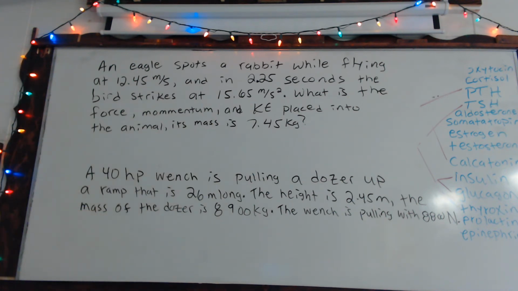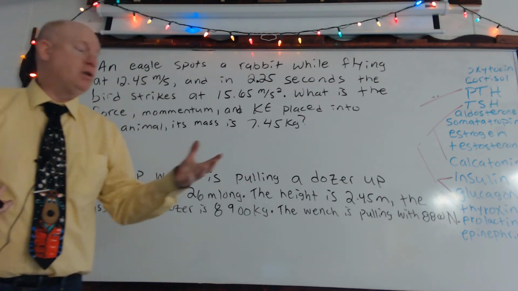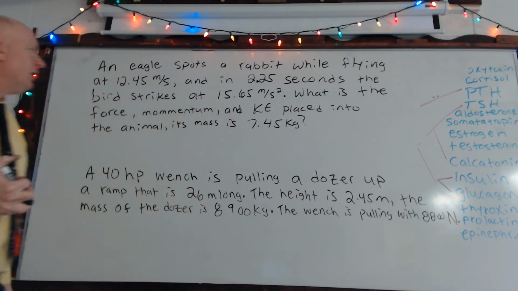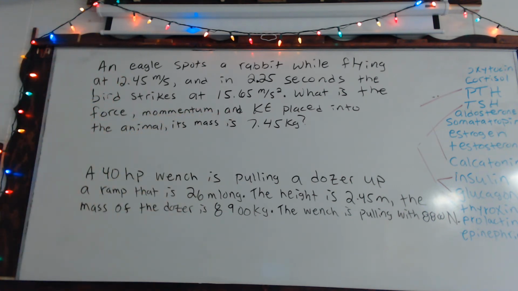It says, an eagle spots a rabbit while flying at 12.45 meters per second. And in 2.25 seconds, the bird strikes at 15.65 meters per second squared. What is the force placed into the rabbit, how much momentum was placed into the rabbit, and then finally the amount of kinetic energy placed into the rabbit or animal? Its mass, that is that of the eagle, is 7.45 kilograms.